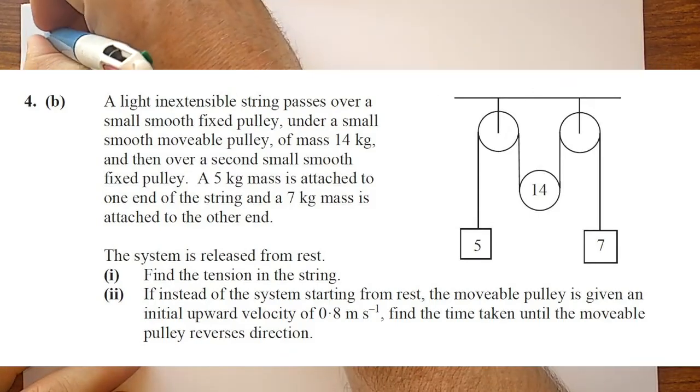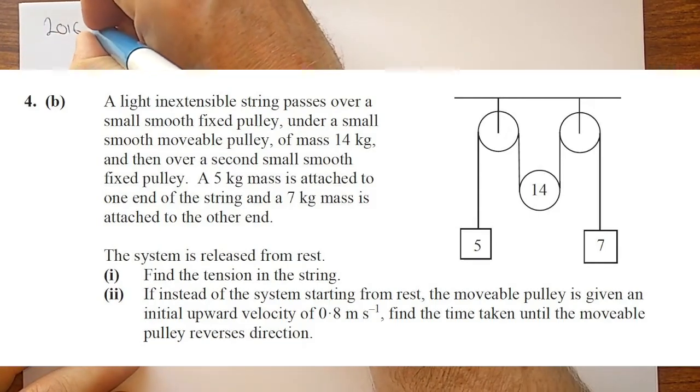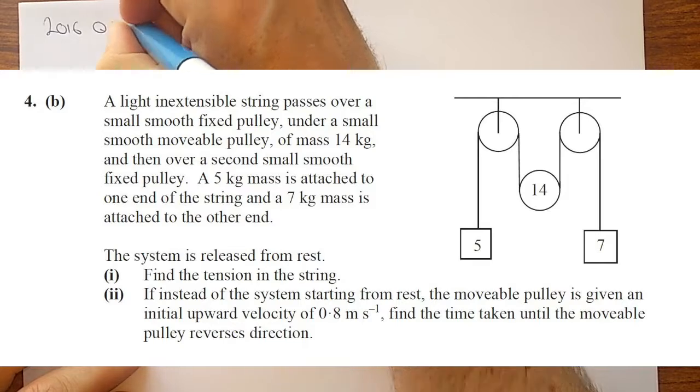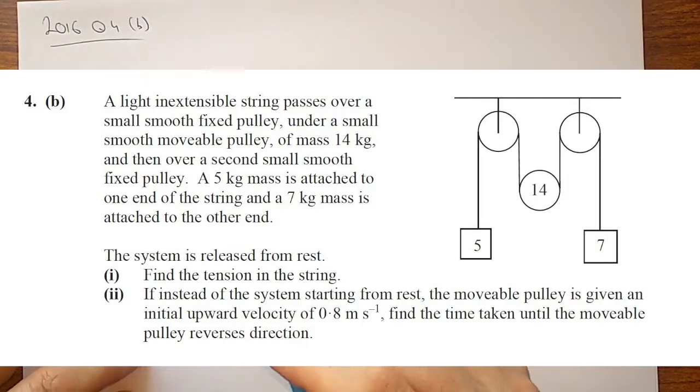Okay, so here we are going to look at 2016, question 4, part B. Right, nice little juicy connected particles question with a movable pulley. Okay, so if we look at our diagram here, we have the two fixed weights, 5 kilograms and 7 kilograms, and a movable pulley of 14.